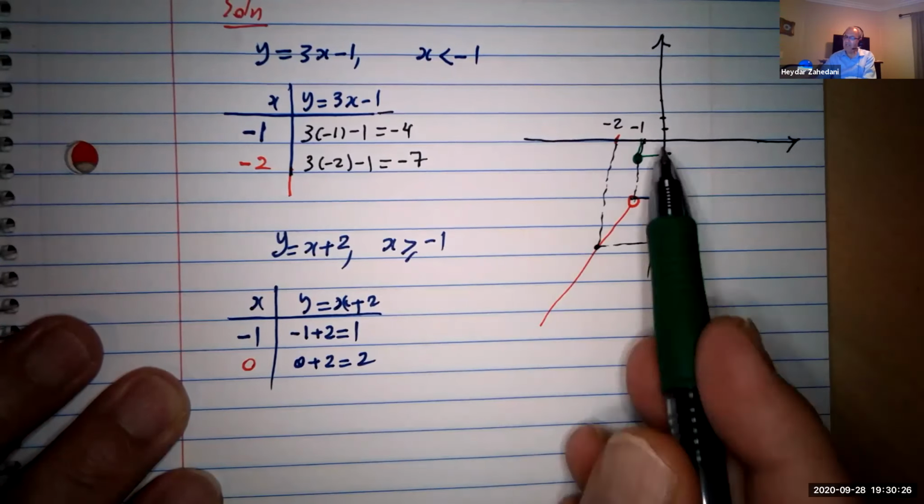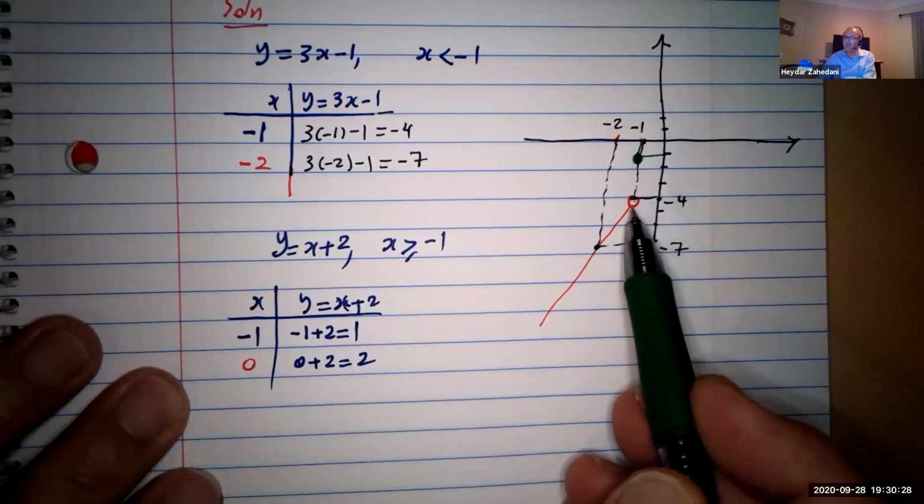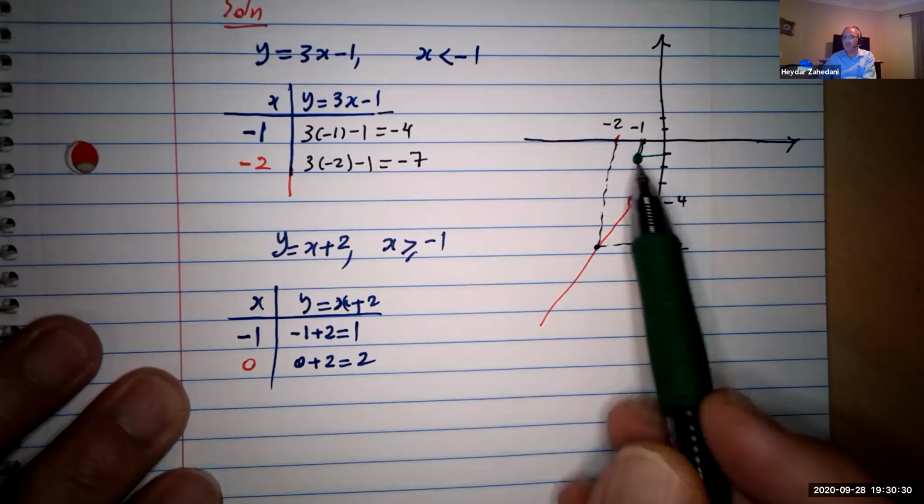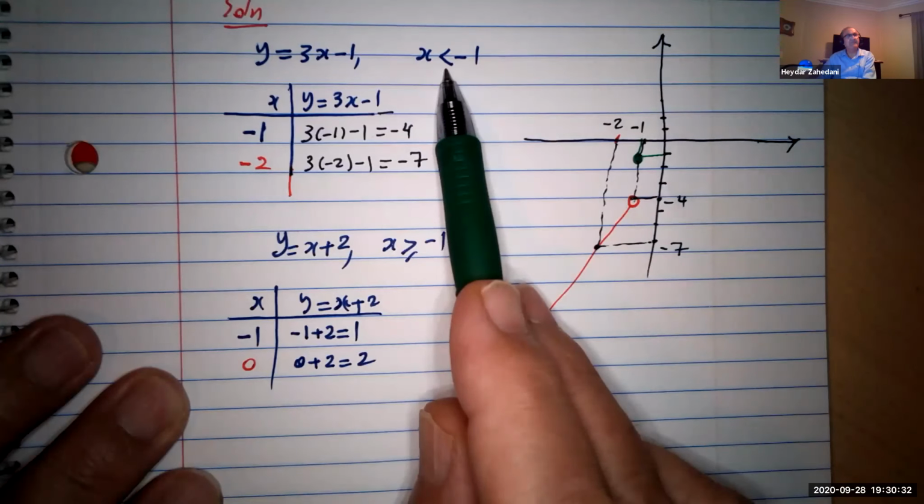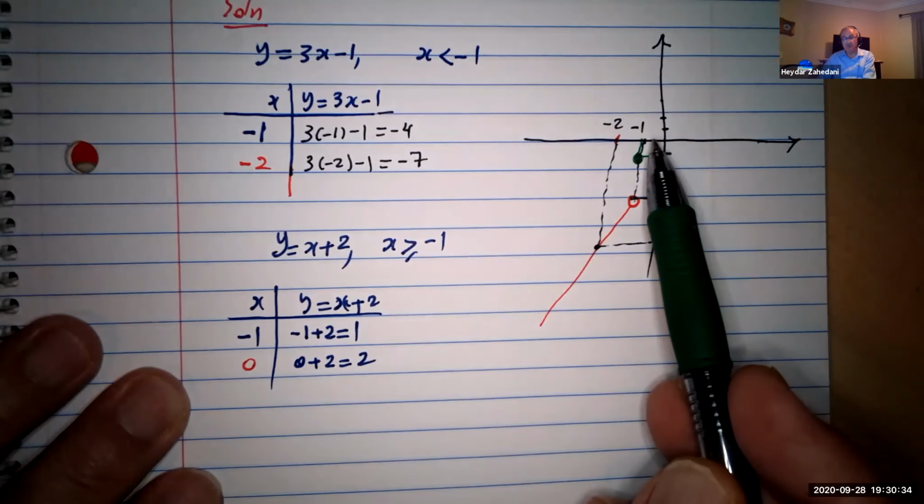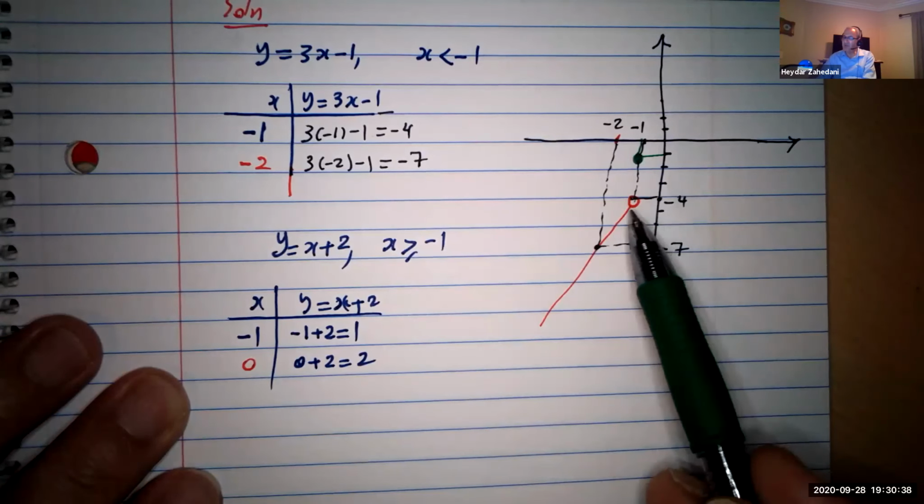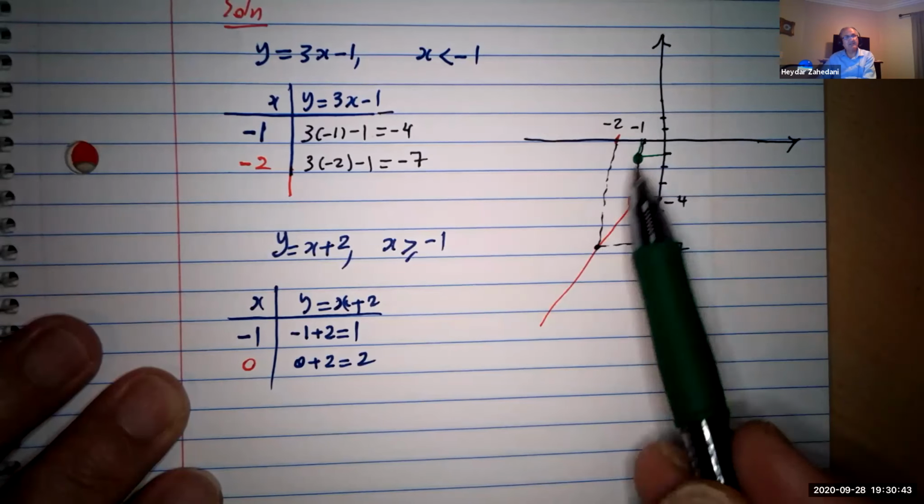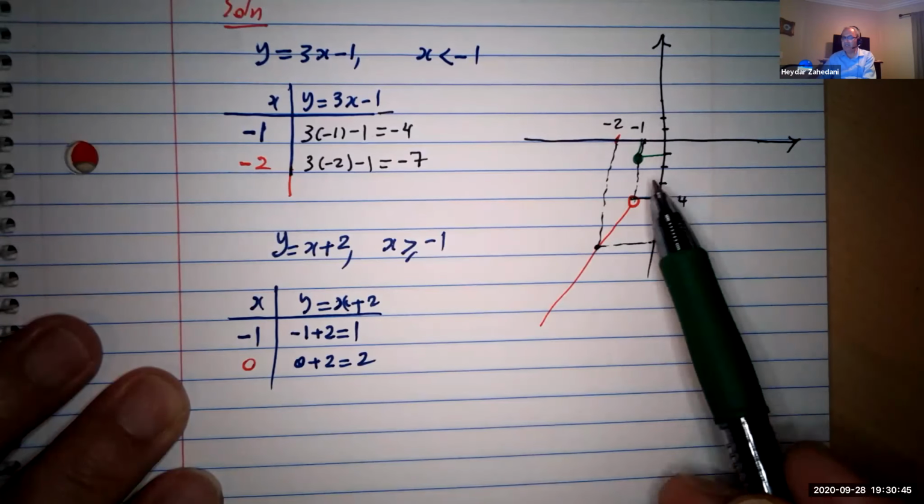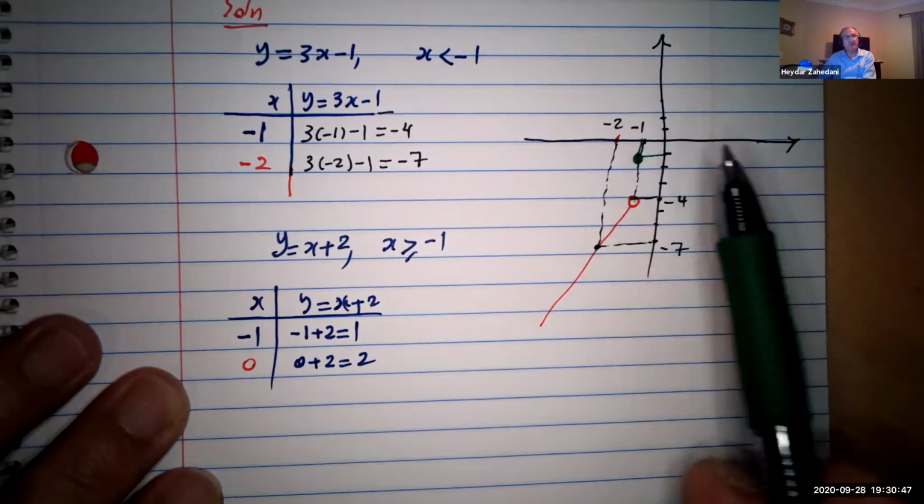You see, at the negative 1 for the first one, you don't have it. It's empty because we didn't have an equality sign. But the second one, we do have it because there is an equality sign here. And you know that both of them cannot be solid. Remember the other night, the vertical line test. Each vertical line intersects the graph at one point only.